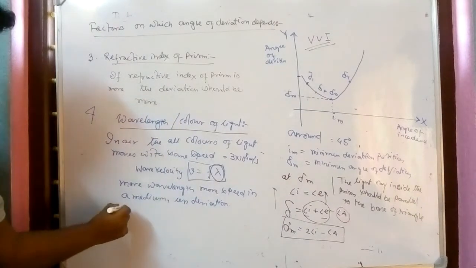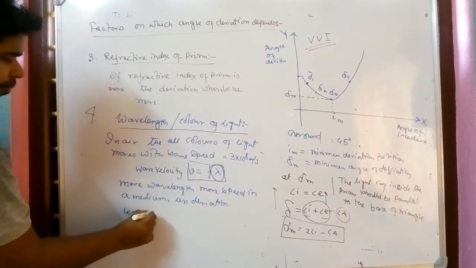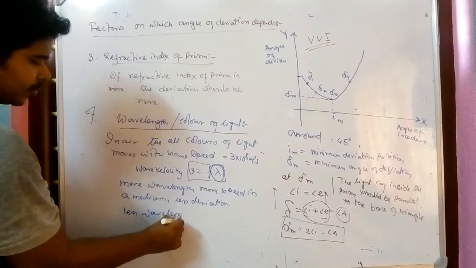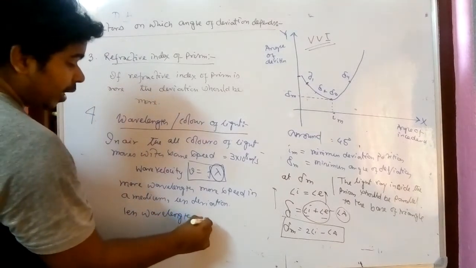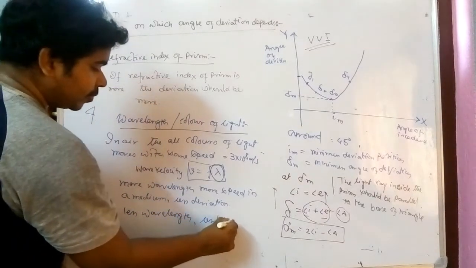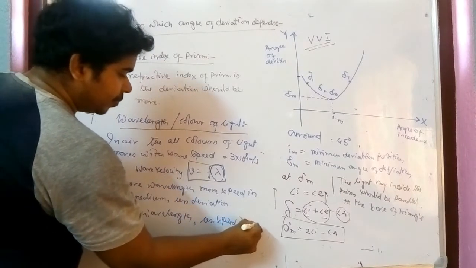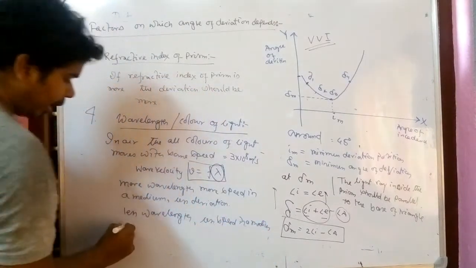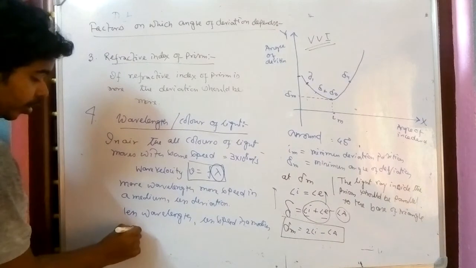So simple thing, less wavelength, less speed in a medium, and more deviation.